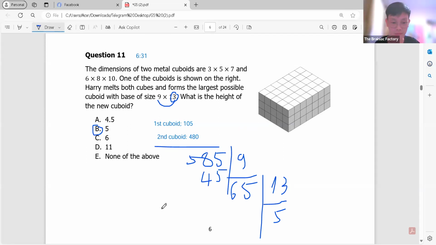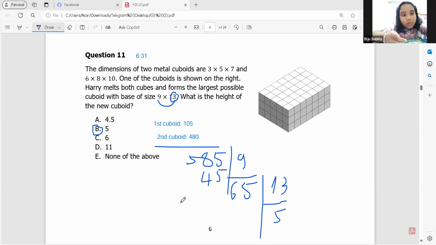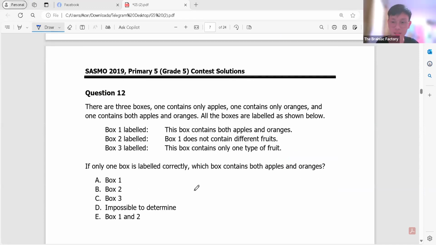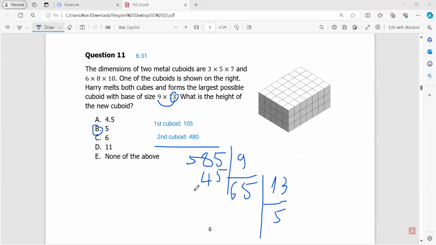Please let me know. Now, okay, thank you, teacher. We're going to move on then. Teacher, I have a question. Yeah, please ask then. So for the first cuboid, how do you get 105? It's the part where I don't actually know.